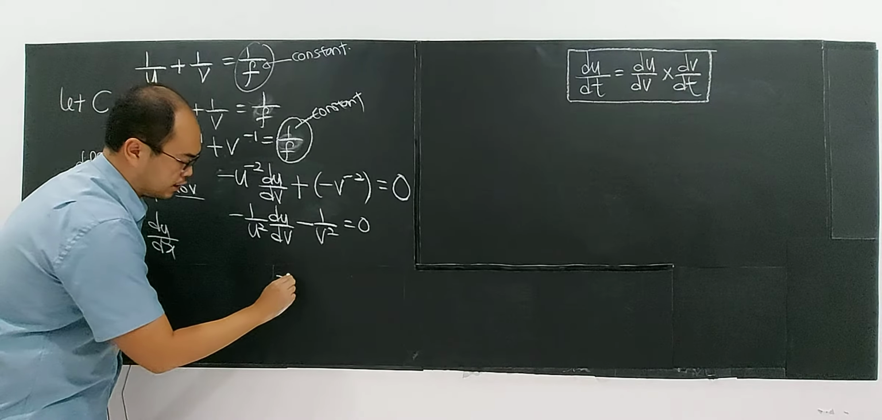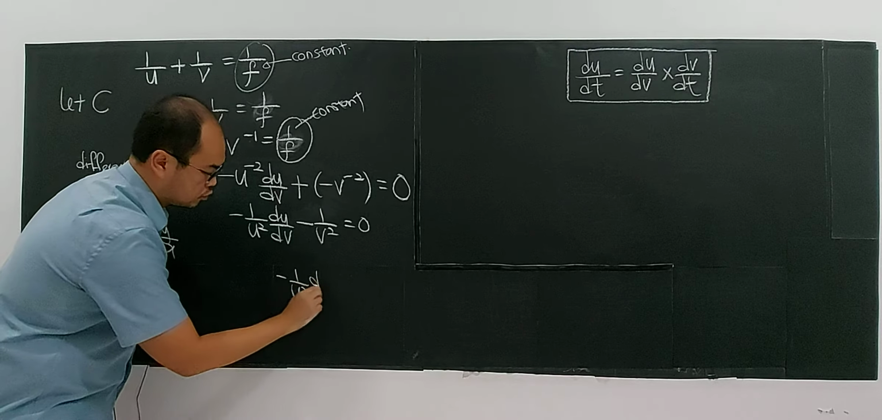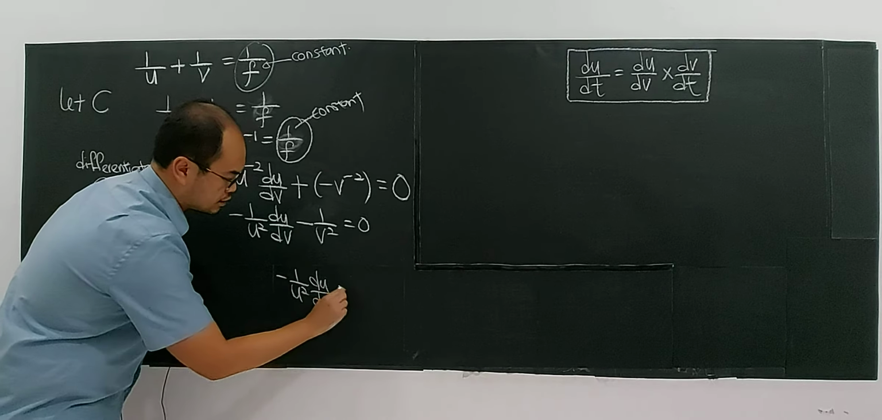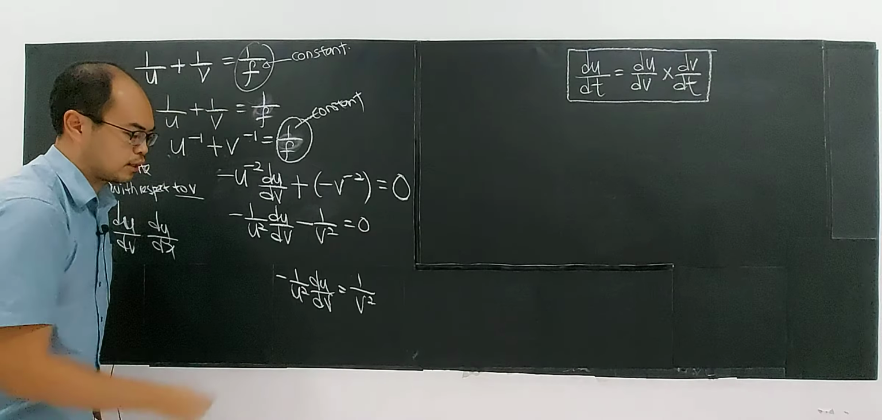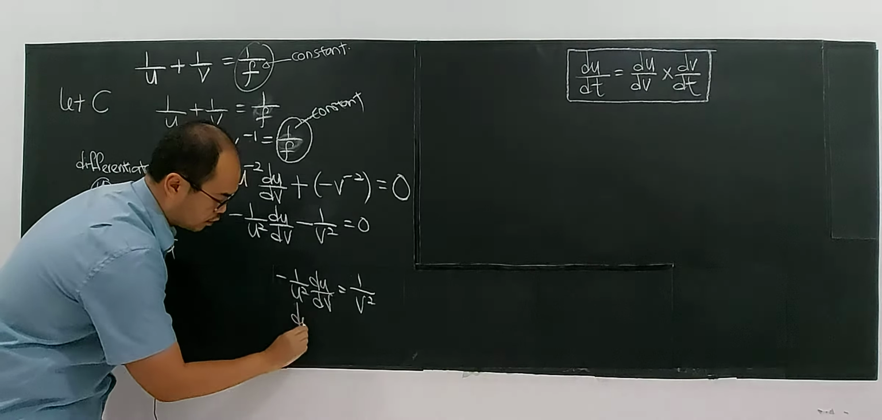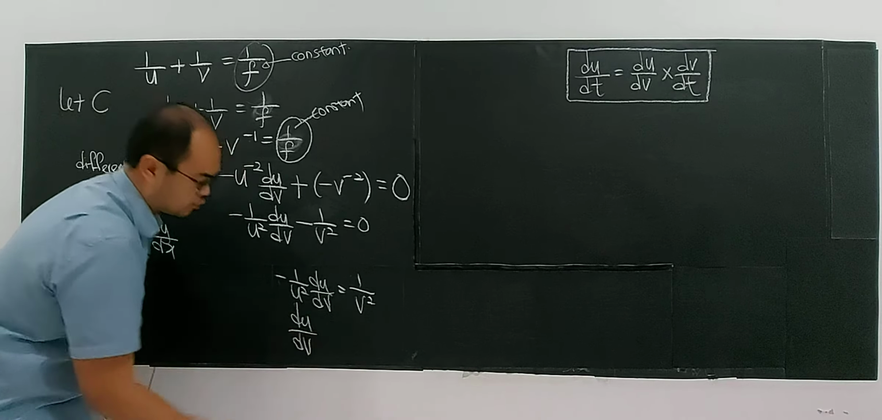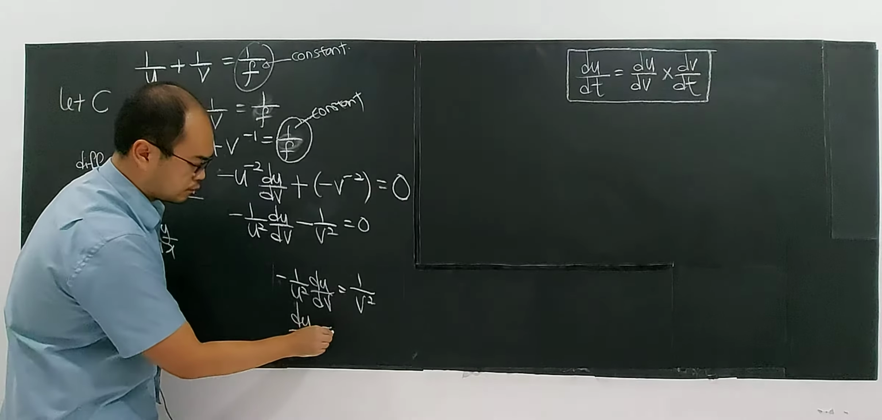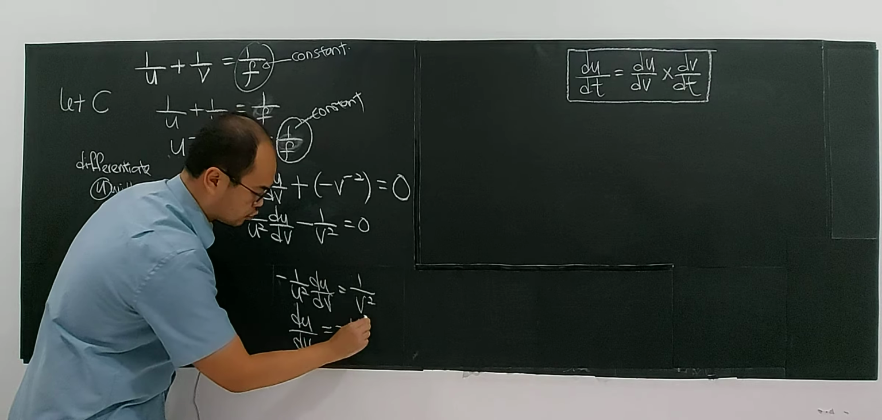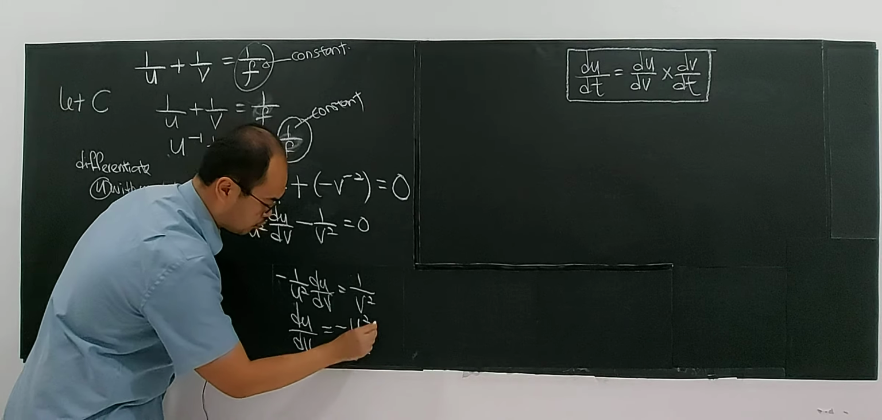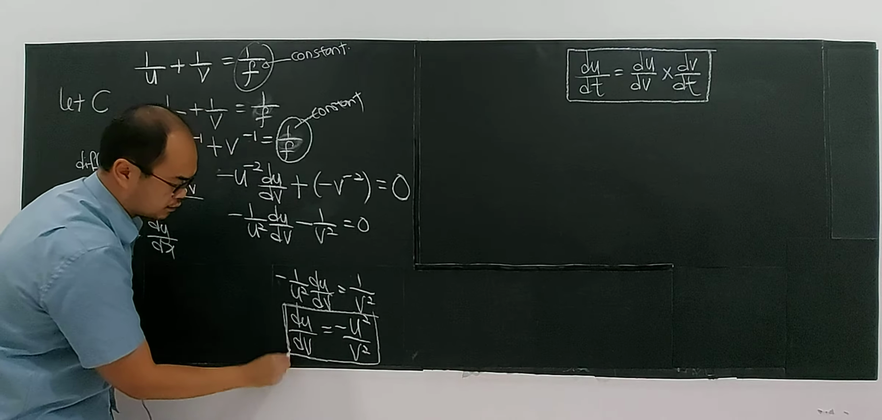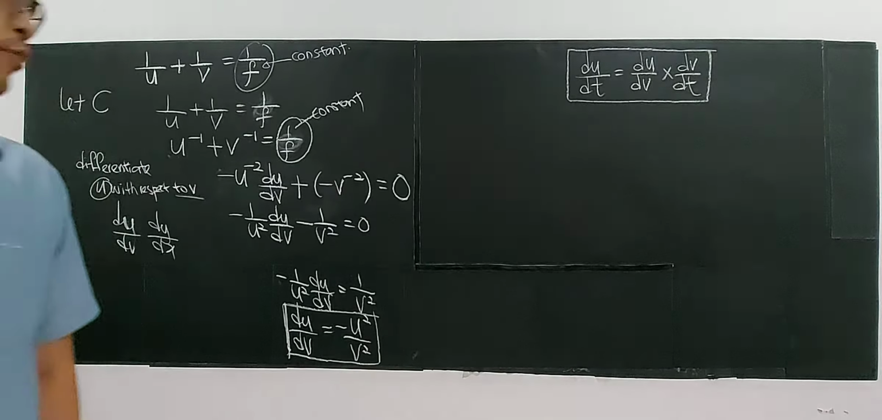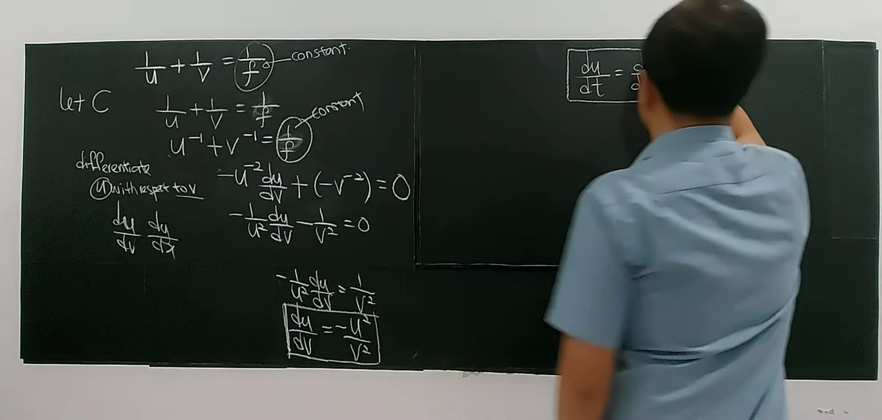So now, -1 over u squared du dv is the same as positive 1 over v squared, right? Positive 1 over v squared. And negative u squared, you are getting du dv. Lastly, you are getting du dv to be negative u squared over v squared. This is a very important thing that you must get. So negative u squared over v squared.